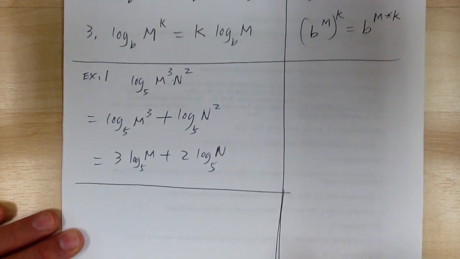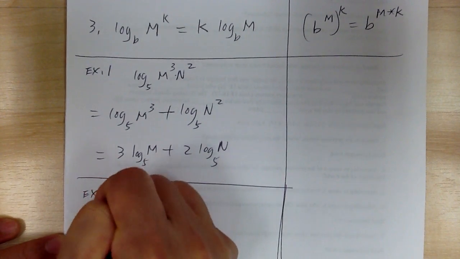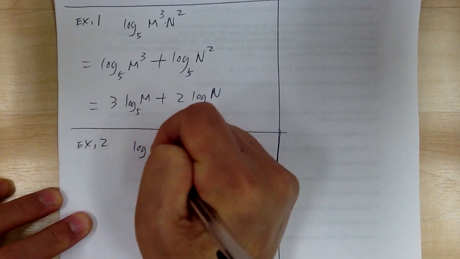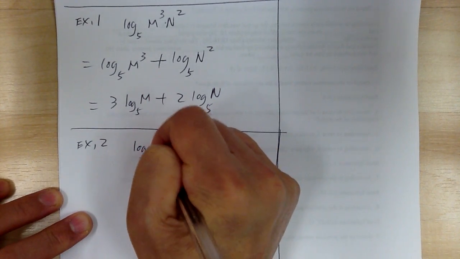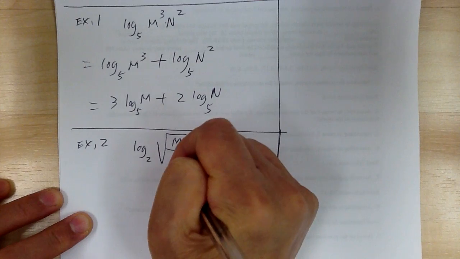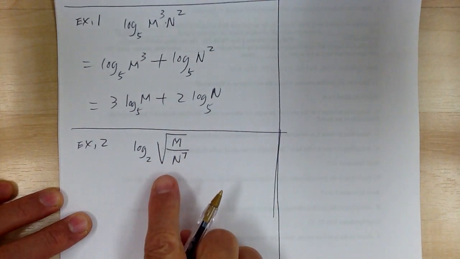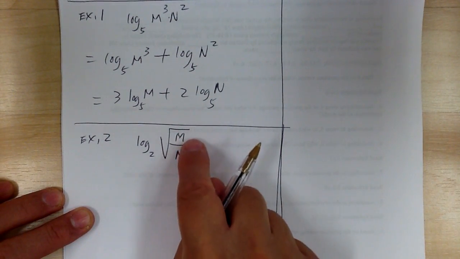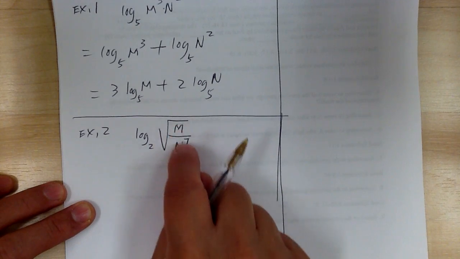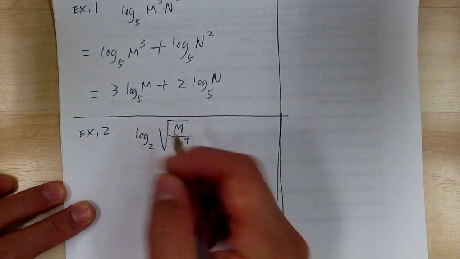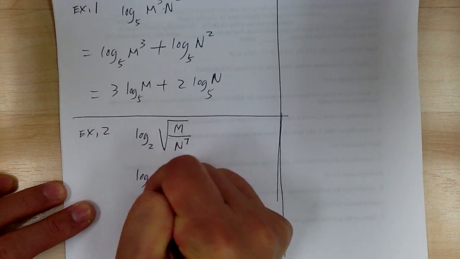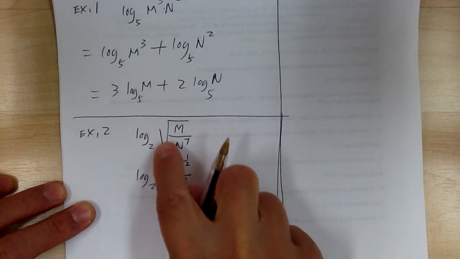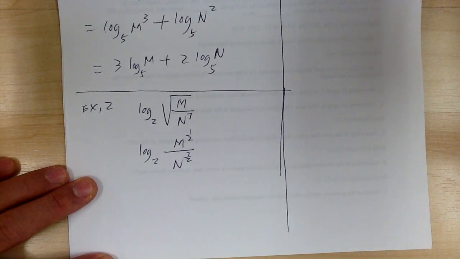Now let's go to example 2. You have log base 2 of the square root of m over n to the 7. And again, you want to express this in terms of logs, right? So this is division. Right now it's probably a bit confusing, so I'm going to write this in exponential form. Get rid of the square root first. So this is m to the 1/2 power, and this is n to the 7/2 power. Square root means half power, right?